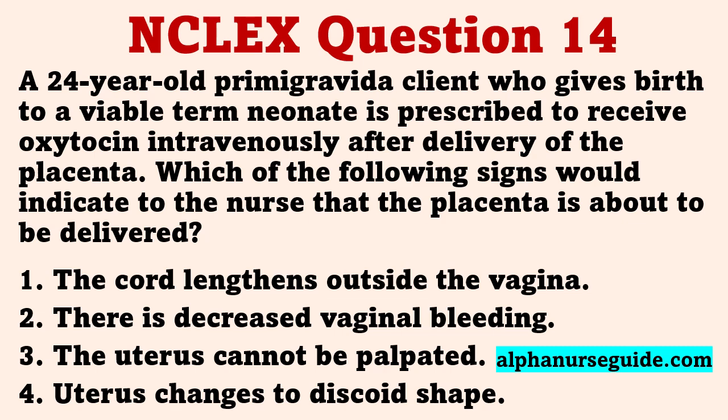The correct answer is 1. The most reliable sign that the placenta has detached from the uterine wall is lengthening of the cord outside the vagina. Other signs include a sudden gush of vaginal blood. Usually, when placenta detachment occurs, the uterus becomes more firm and changes in shape from discoid to globular. This process takes about 5 minutes. If the placenta does not separate, manual removal may be necessary to prevent postpartum hemorrhage.